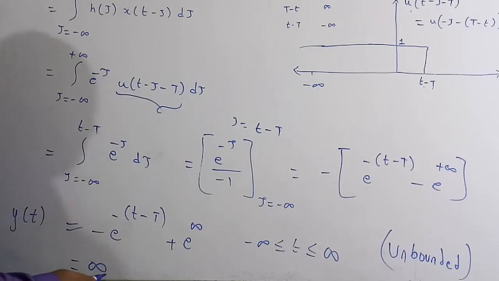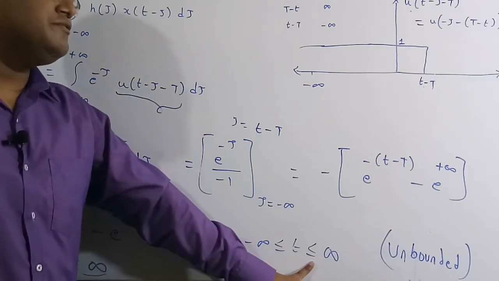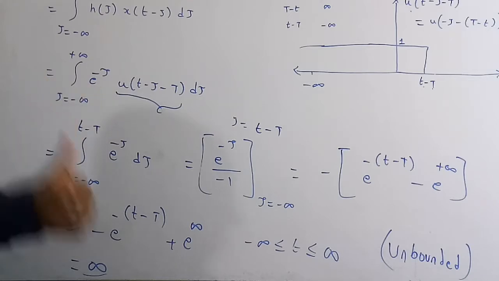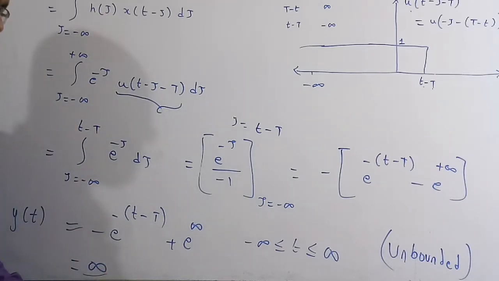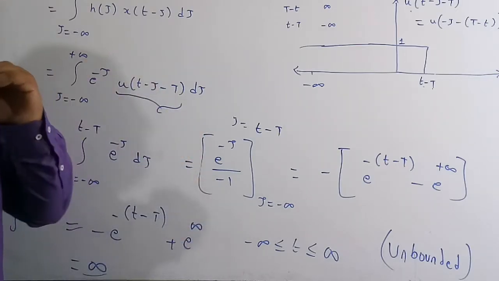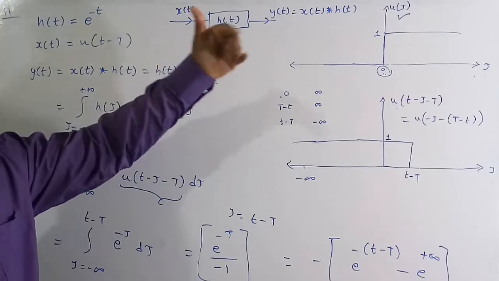So we can conclude that y of t is equal to infinity for any value of t which is lying between minus infinity to plus infinity. So finally we are going to conclude that the response is an unbounded response, means it is always equal to infinity for any value of time from minus infinity to plus infinity. So finally the solution of this question is nothing but the output is an unbounded response.